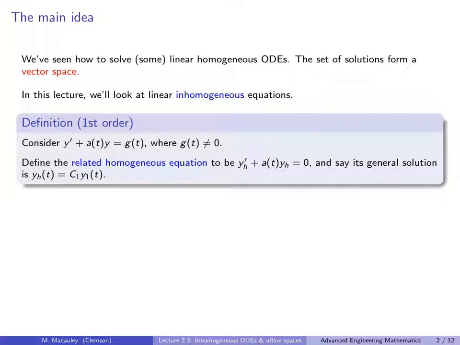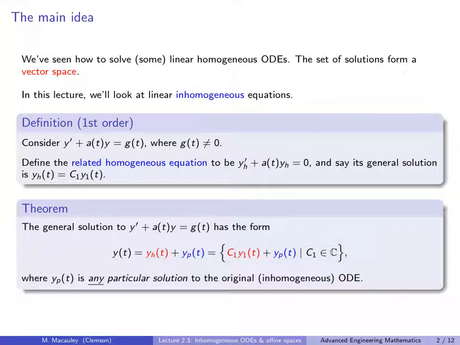Now that's a different equation, so I should call it a different function, so I'm going to call it y_h. So y_h prime plus a of t y_h equals 0. And let's suppose that its general solution is y_h of t equals c1 y1 of t. So we know this is a one-dimensional vector space, the general solution that is. So any non-zero y1 of t that solves this ODE is going to be a basis for the solution space.